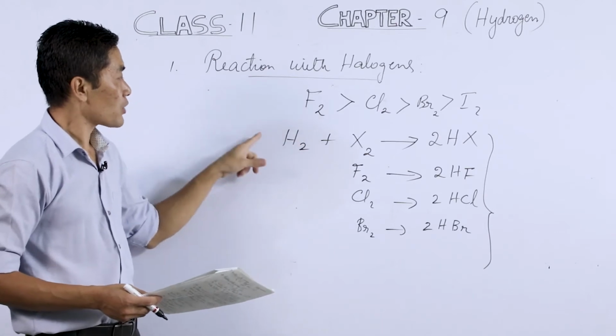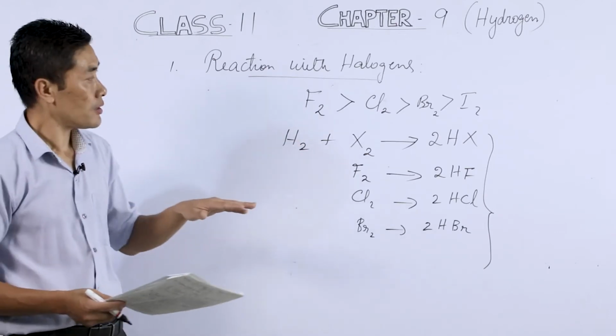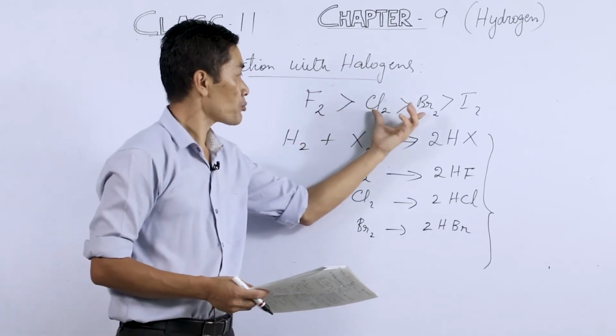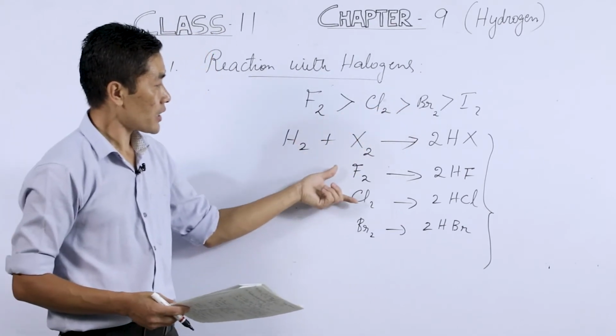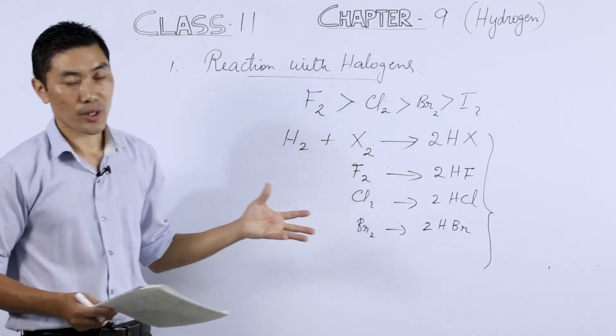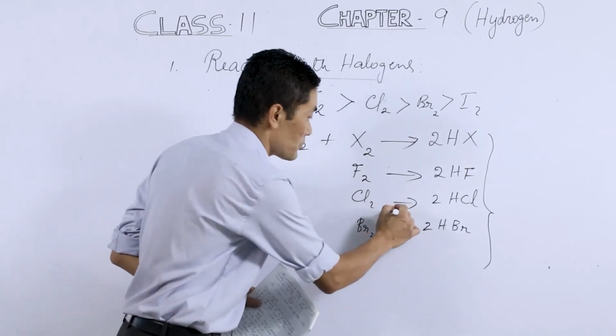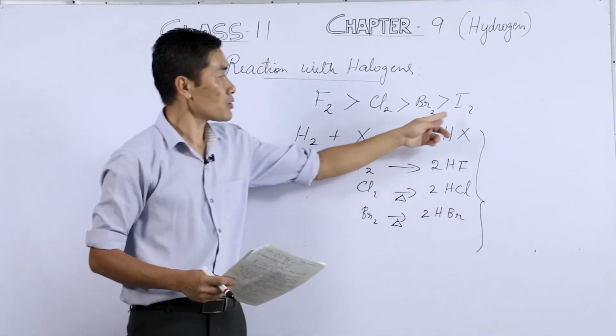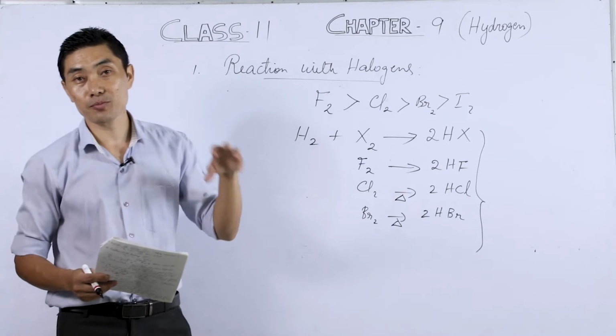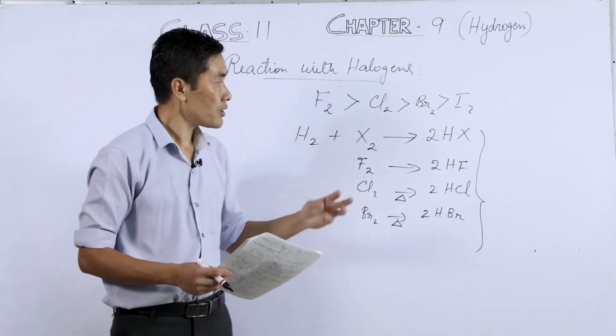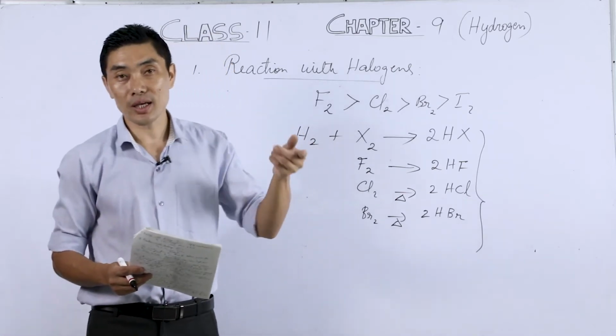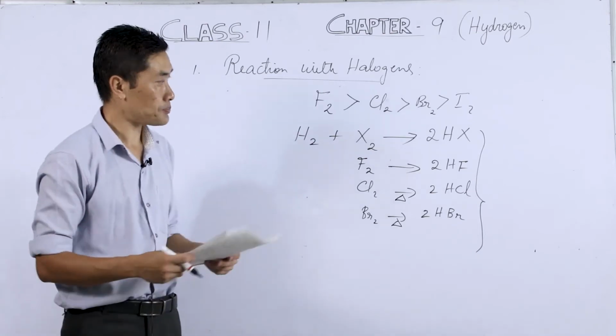Fluorine can readily react with hydrogen even in the dark. But if we react chlorine and bromine with hydrogen, these reactions take place when heated. So this has to be heated. And the reaction with iodine will take place only in the presence of a catalyst. We have to heat it, as well as include a catalyst to speed up the reaction.